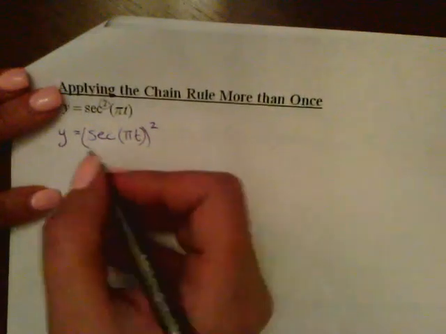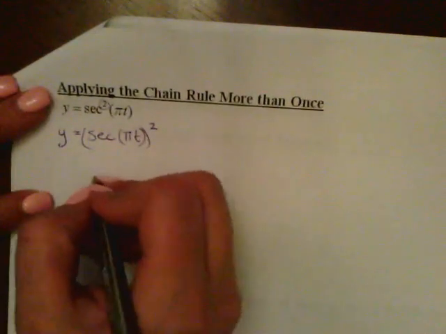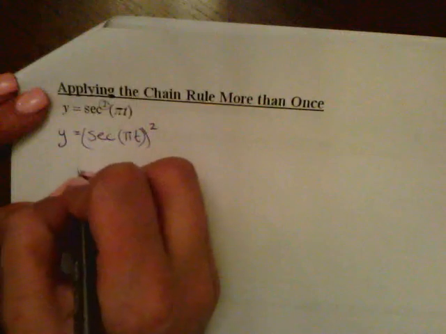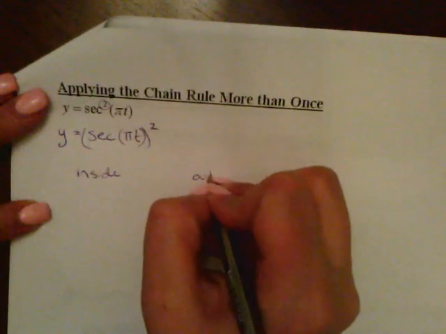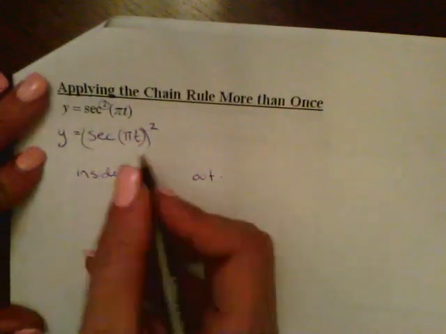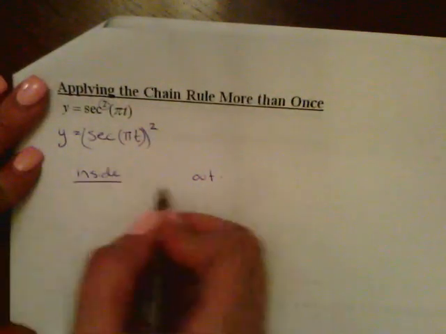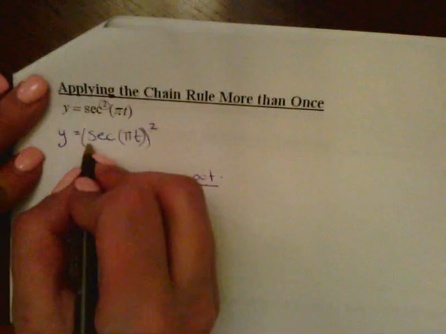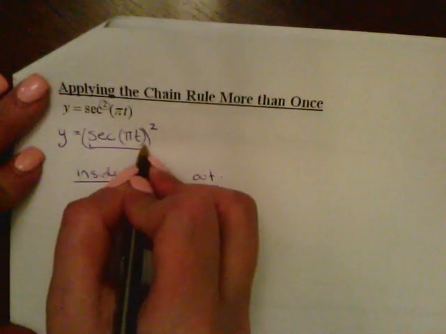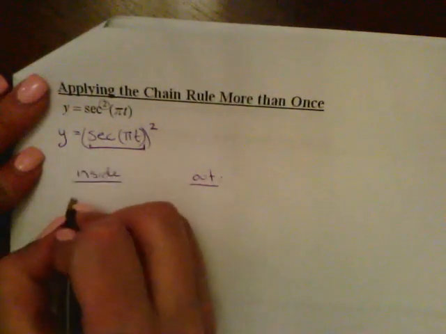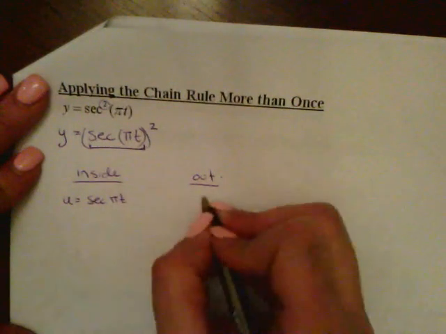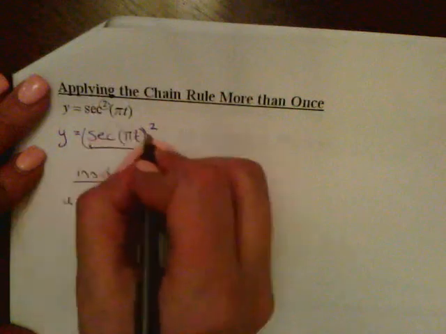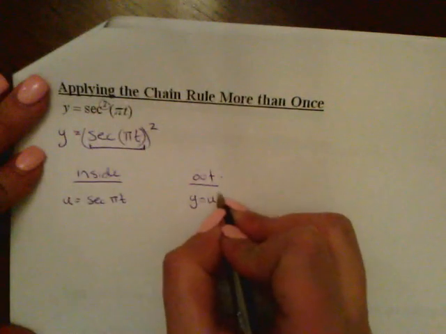So if we start off, this is basically how this is going to work. The inside function and the outside function. Right now, who's on the inside? Who's on the most inside is all of this, right? So our u is going to be secant of pi t. And then our outside is going to be our u squared.